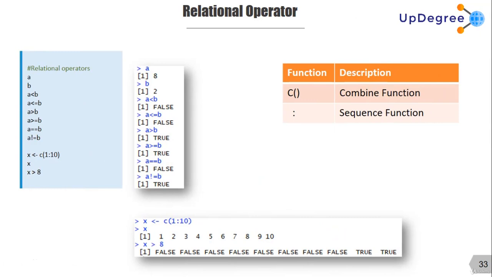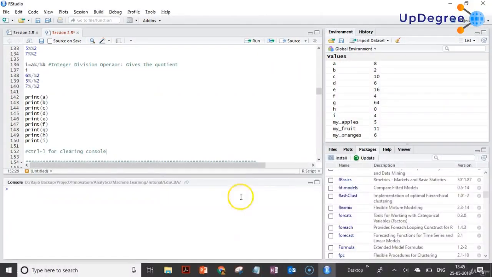Now let's discuss relational operators. It's again pretty easy, like whether this is less than, greater than, equal to, less than or equal to, or not equal to, all those things you can check. So this is for not equal to, and the rest of the things you know pretty well, but you can check those and see the answer. So let me quickly show you the demo.